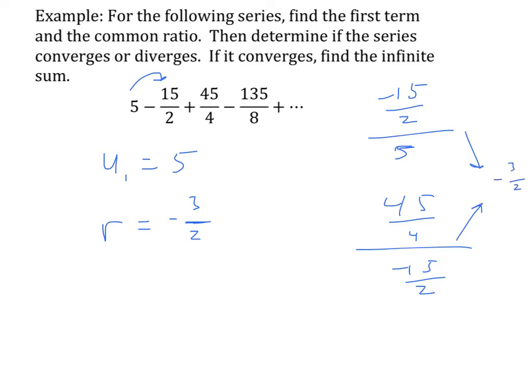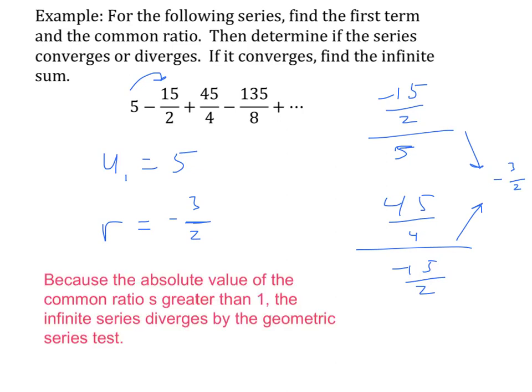In this case, our conclusion is that this series does not converge. In fact, this diverges because the absolute value of my common ratio is not less than 1. For all these problems where we talk about convergence and divergence, I want us to be writing a sentence about why it converges or why it diverges. So in this case, because the absolute value of the common ratio is greater than 1, the infinite series diverges by the geometric series test.